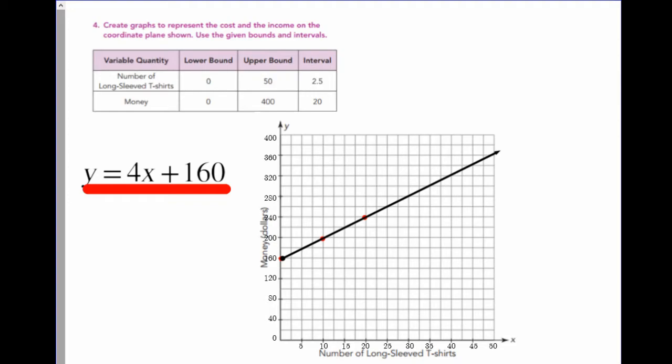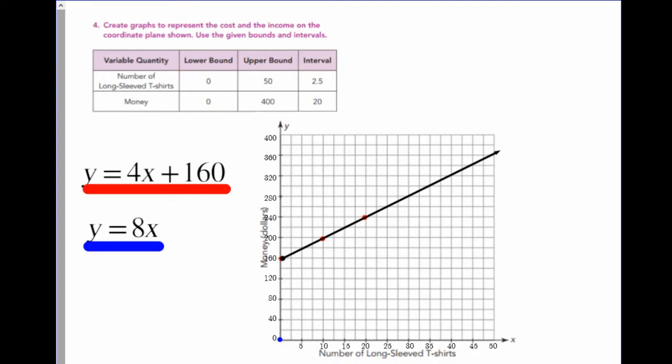Okay, so that is just the cost function. We haven't done anything with the income yet. So now, let's remember, the income is just y equals 8x because it's $8 per shirt. So no y-intercept this time. This is actually a proportionality. So we put our first point at 0, 0, because we know that graph has got to start down there in the left corner. And it's going up 8 over 1.